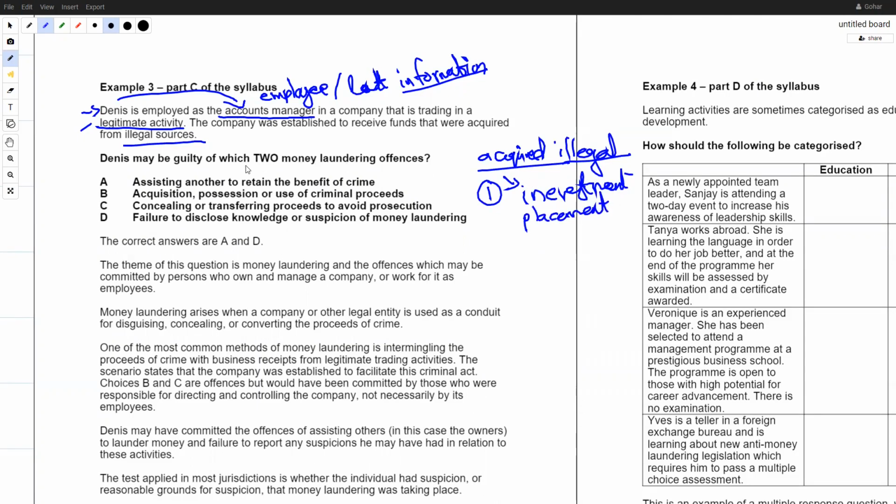All right. So if we read this, Dennis is employed by the company. He is an accounts manager, as we have established and as we have studied in the accounting and different departments of a business. In the chapter, we studied that financial accountants have the most knowledge in a business because they're aware of every single transaction. So obviously, Dennis is fully aware that this company was started by illegal funds.